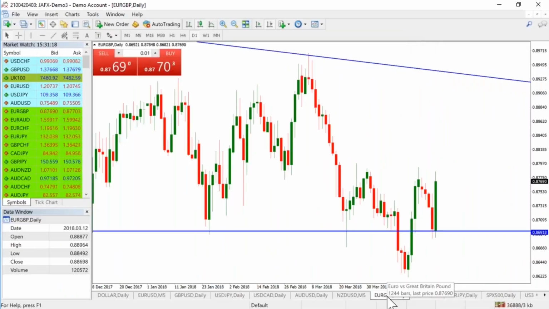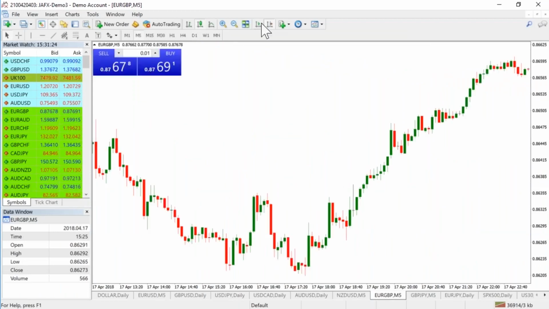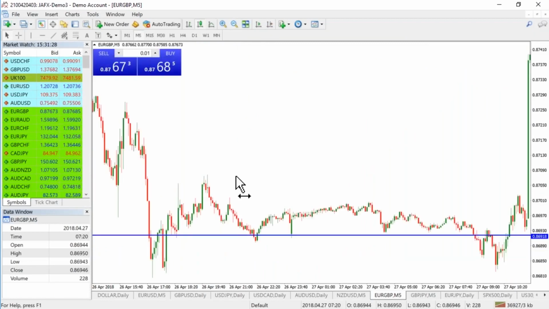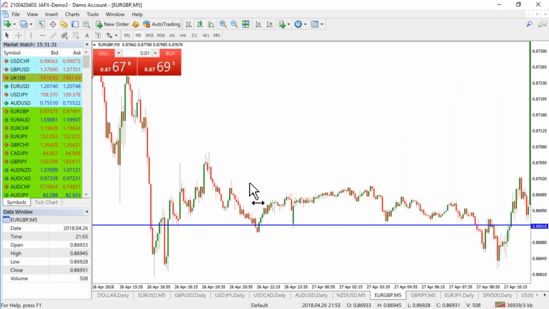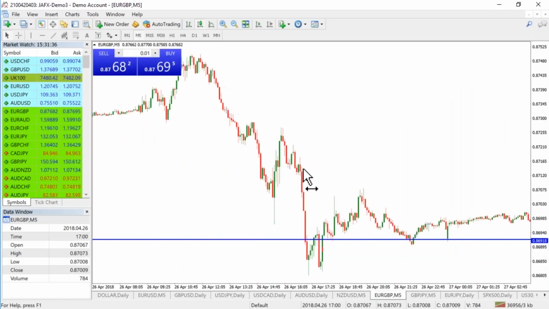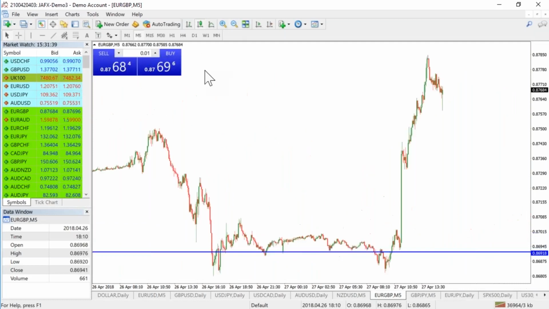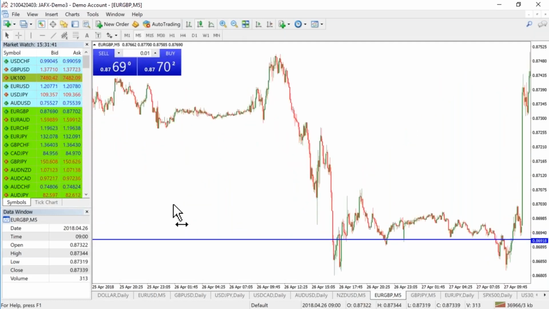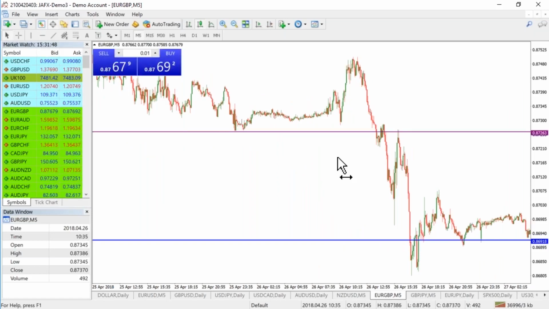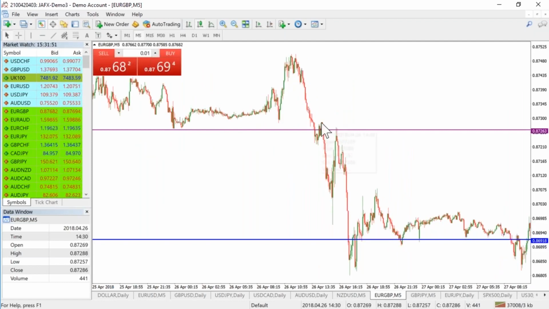Bear with me one second, and I'll get the actual price details as well for this trade, which was a profitable trade. So just bear with me one second while I get this information for you. Yes, it was the euro pound.